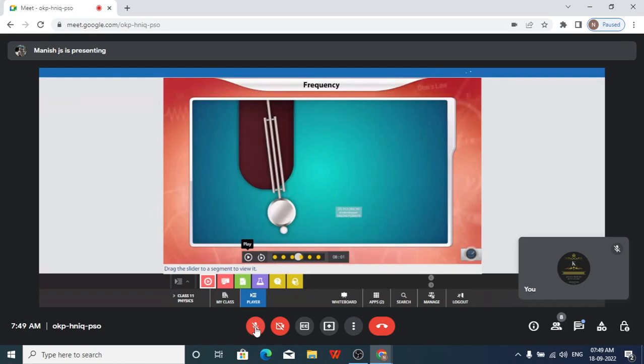If one quantity decreases, the other increases. If the other decreases, one will increase. So that is the inverse relationship. That is why we say frequency is the reciprocal of time period. So that is the relationship between both.